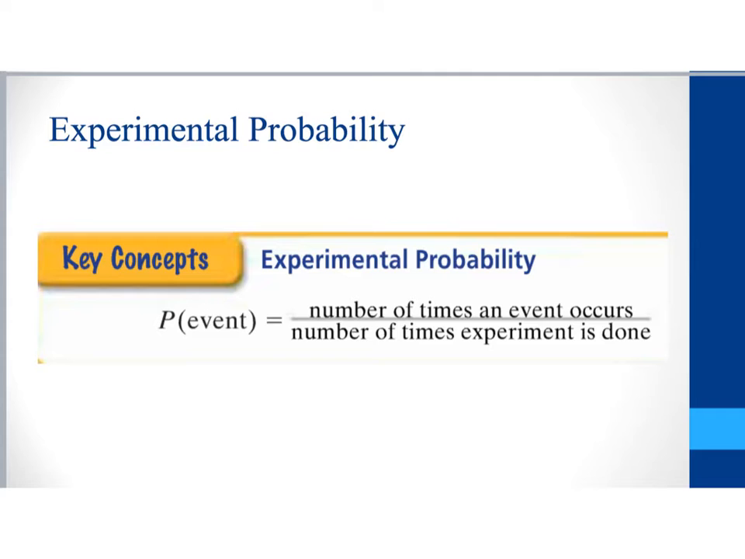Okay, and it should be close to the theoretical probability, especially the more times you perform that experiment. But sometimes in the beginning, it may not be that close to the theoretical. So we'll take a look at a couple examples here.